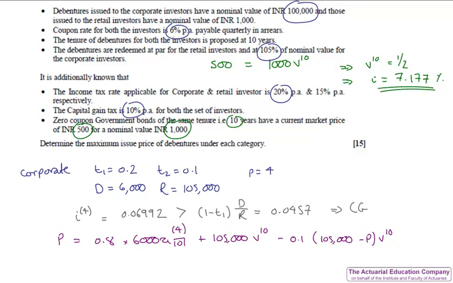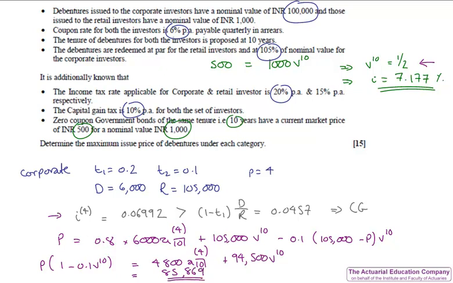All we have to do is rearrange this equation. So getting the P's on one side, we'll have (1 minus 0.1 v^10) P. Simplifying the right-hand side, we'll have 4,800 a_10 and 94,500 v^10. Now certainly we can use the fact that v^10 is a half to save a bit of time, but we'll also need to use the value of i(4) in the denominator of the annuity. Calculating this gives us a price of 85,869 rupees per 100,000 rupee nominal.